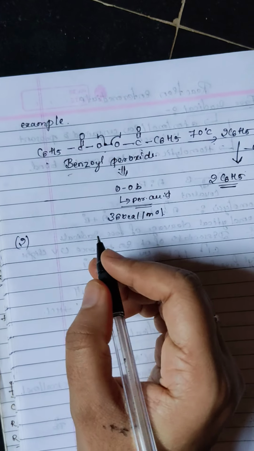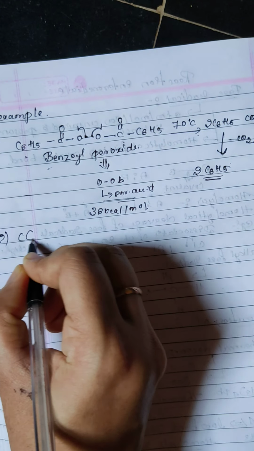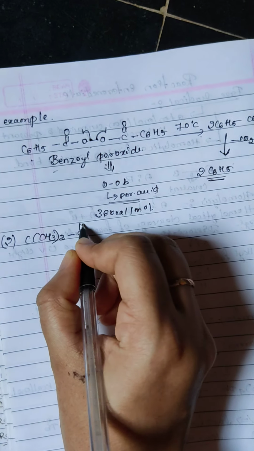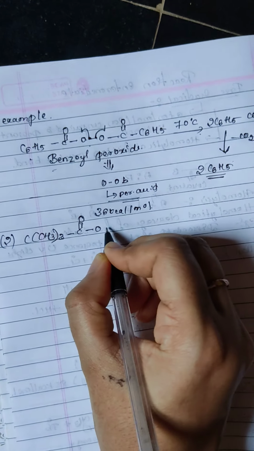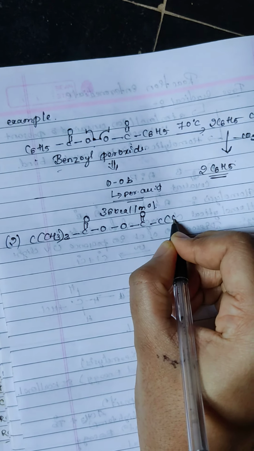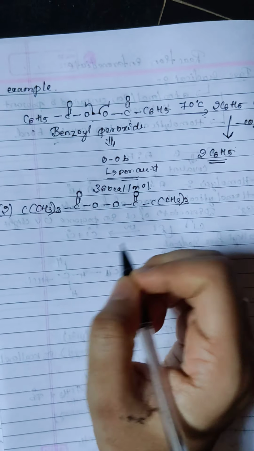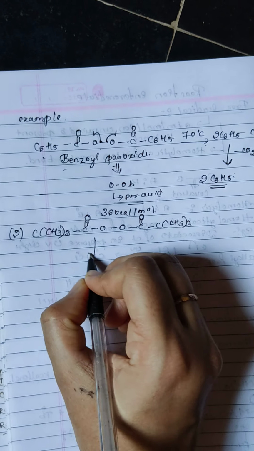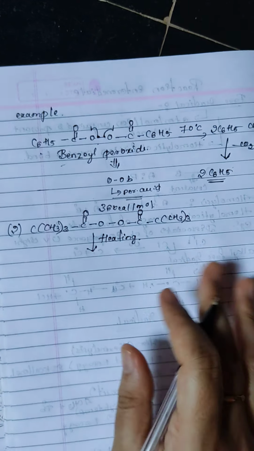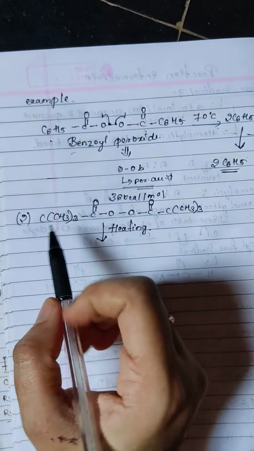Okay, next one is di-tert-butyl peroxide, (CH3)3C-O-O-C(CH3)3. By that heating procedure, just look at that same procedure.